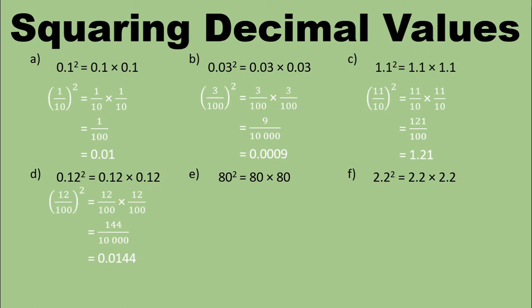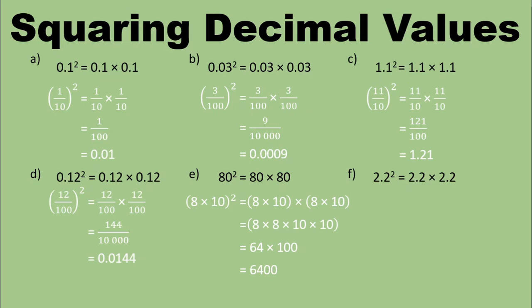Next, 80 squared. We didn't learn our square numbers up to that high of a number, but you should notice that 80 squared would be the same thing as 8 times 10 in brackets squared, so that both of those values are squared. That's 8 times 10 multiplied by 8 times 10. If you know what 8 times 8 is and you know what 10 times 10 is, you should know that this makes 64 times 100.